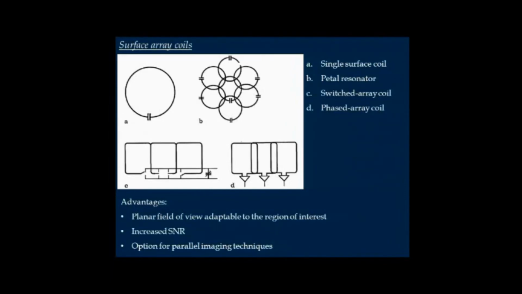In addition, if you have separate reception pathways in phased array coils, you can use the knowledge you have on the sensitive volume of each coil to reduce your scanning time, because you know this coil's signal had to come from that area, so you can reduce the scanning time by a factor of 2 up to 4.